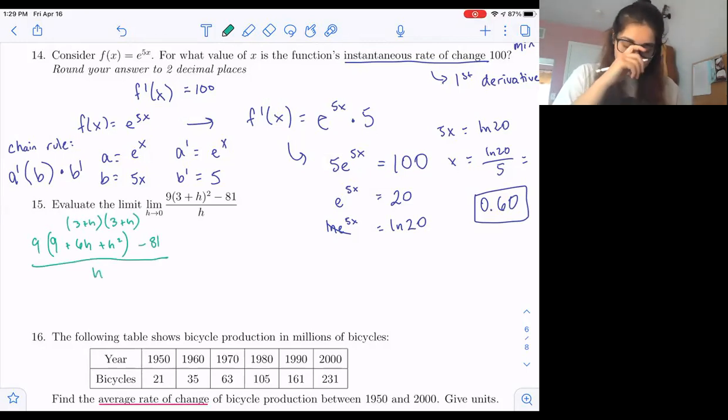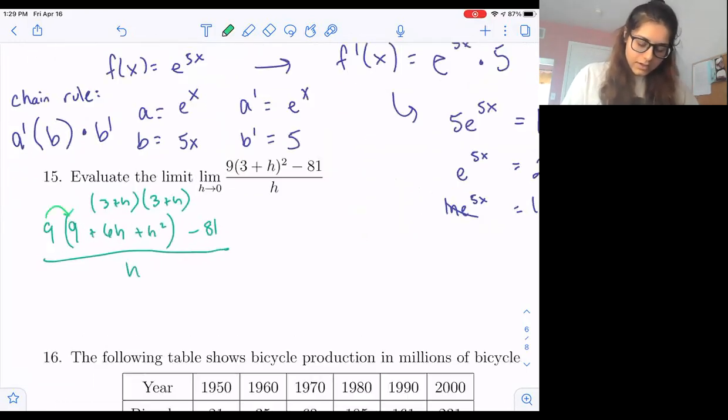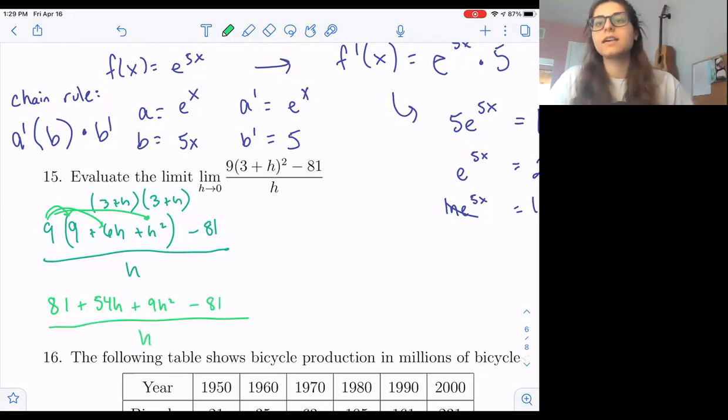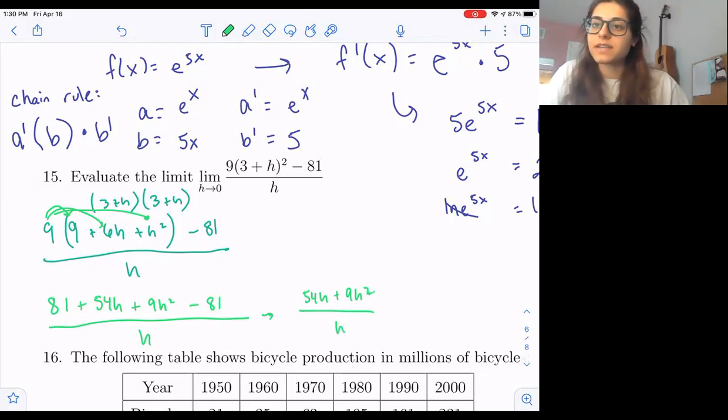Now I want to distribute that 9 out. So we have 81. 9 times 6 is 54, so plus 54h. And then 9 times h squared is 9h squared minus 81, all over h. Now combine like terms. There we go. 81 minus 81 is 0. So we end up with 54h plus 9h squared over h. Now all of our terms have an h in them, so we can divide that h out.